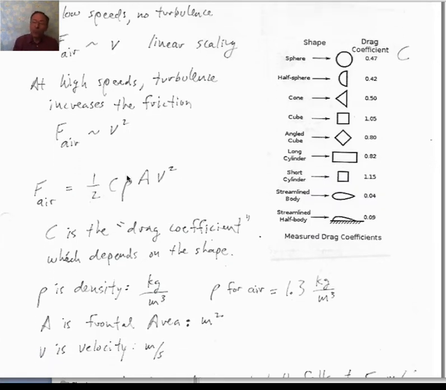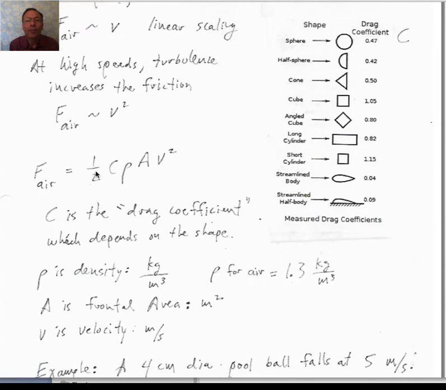Now, let's say you want to actually figure out, here's a car, what's the air friction going to be? Here's the formula you need to use. The formula is 1/2 times a number called C, which is called the drag coefficient, which had to be measured by engineers using wind tunnels and so on. And they've done lots of measurements for many different shapes. Here's a few of them.